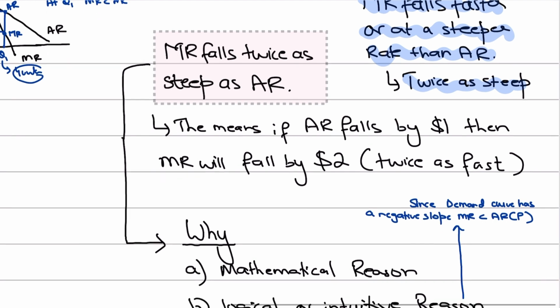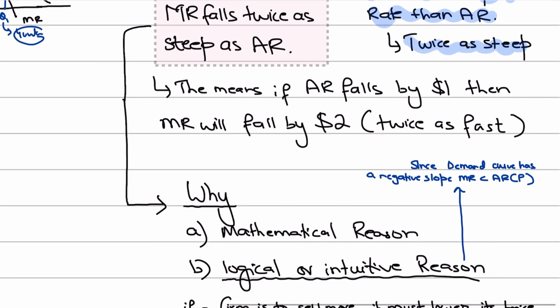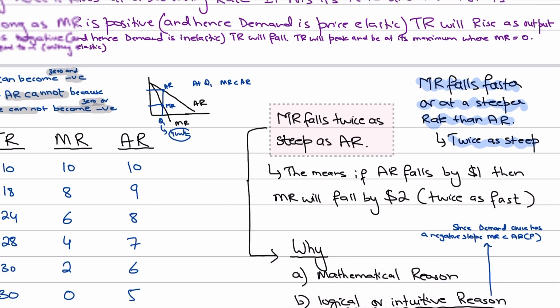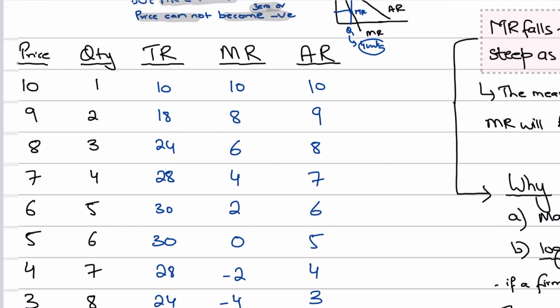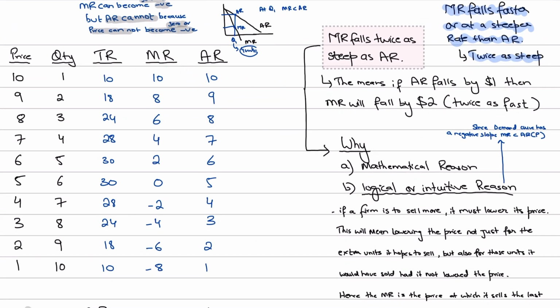If someone asks you the next time why MR is less than AR, the simple reason is that the firm faces a downward sloping demand curve. And because it faces a downward sloping demand curve, it has to reduce the price in order to sell more. And what would that mean for average revenue or marginal revenue? I'll explain to you in a bit. But before that, let's see why marginal revenue is twice as steep as AR, or why it falls twice as fast.